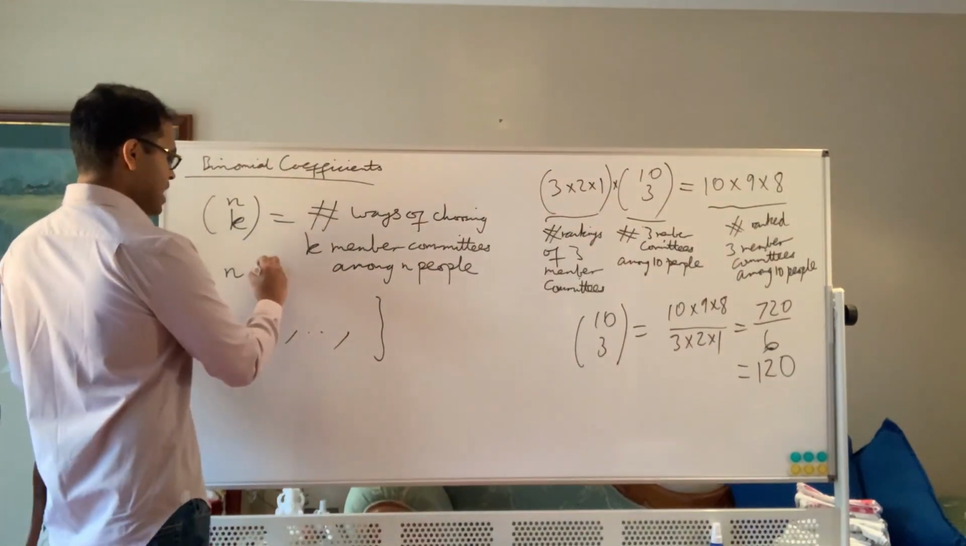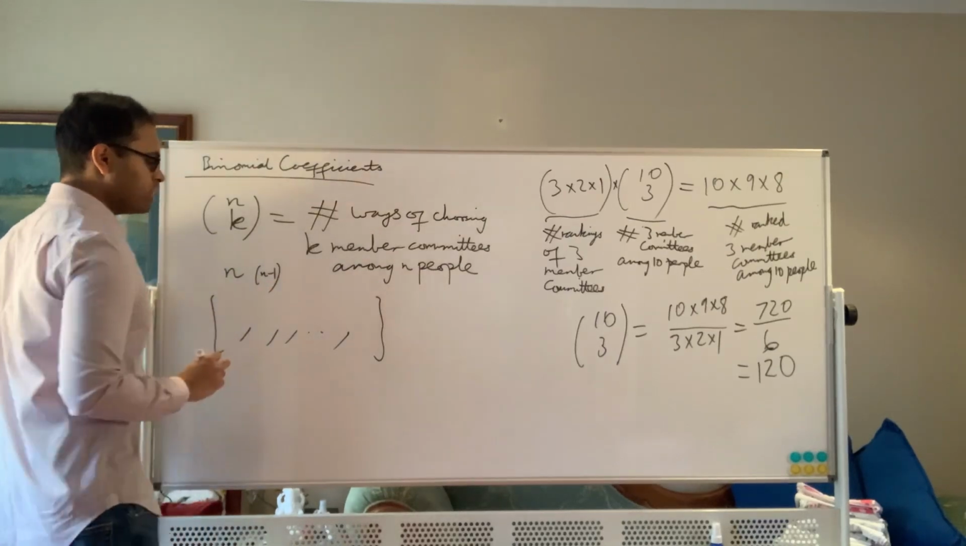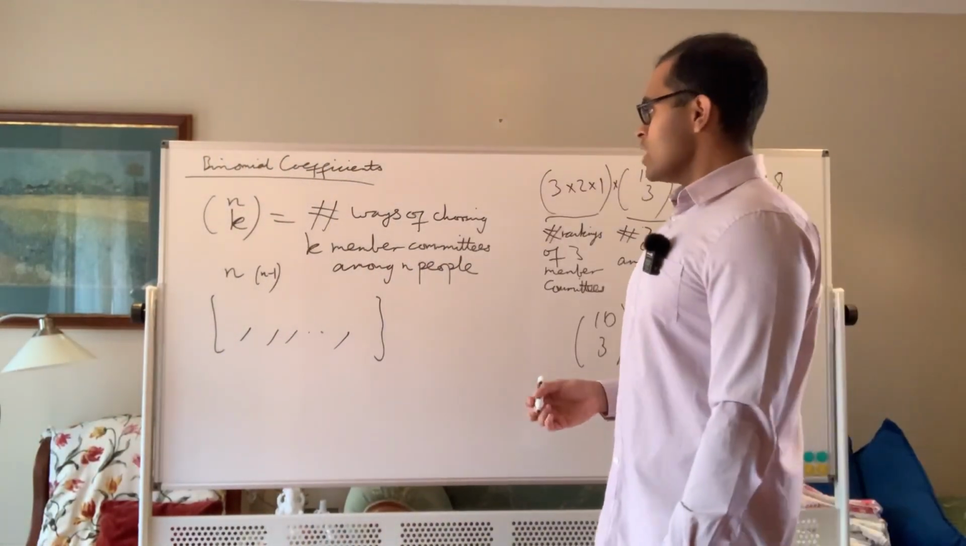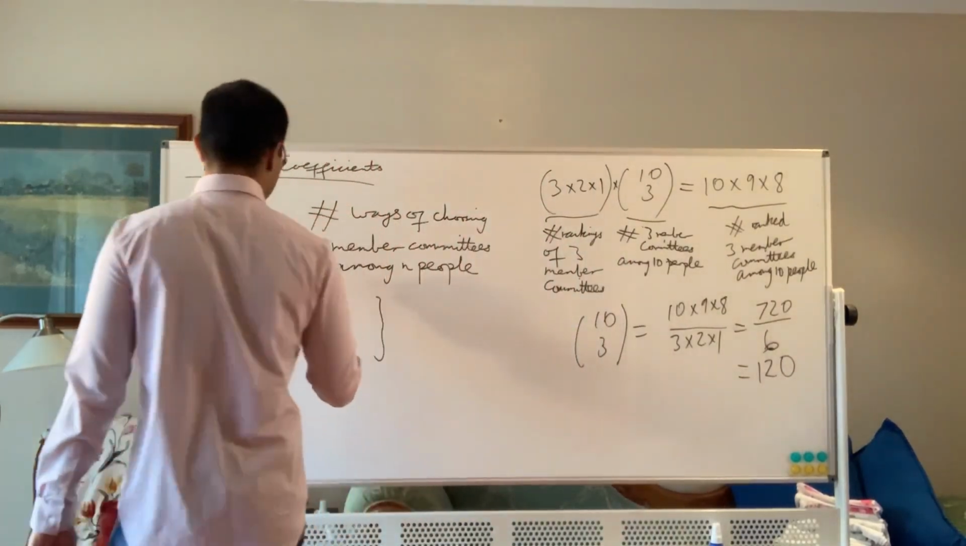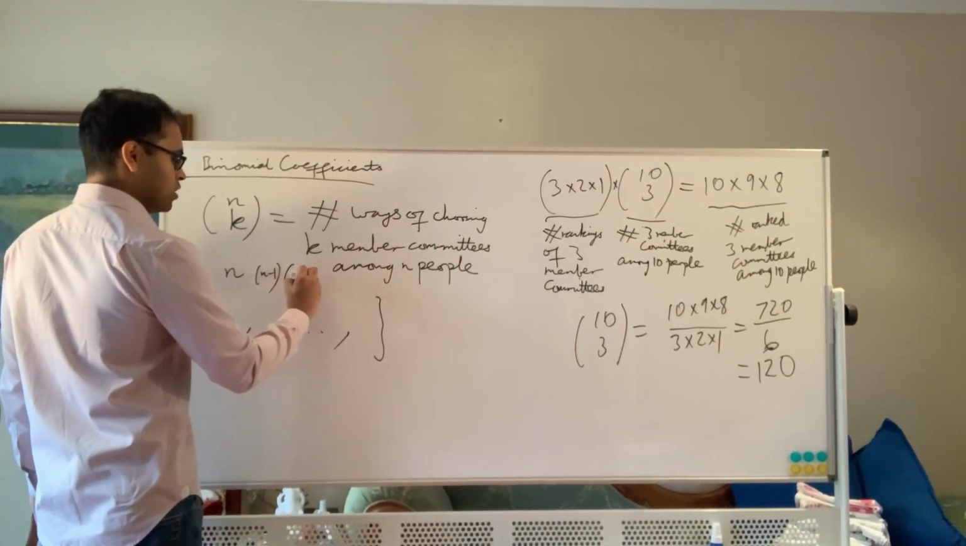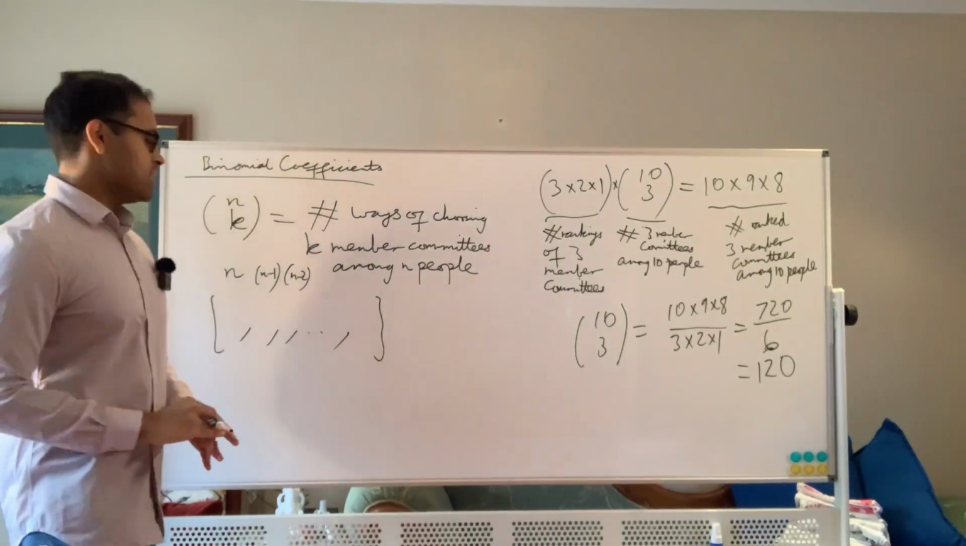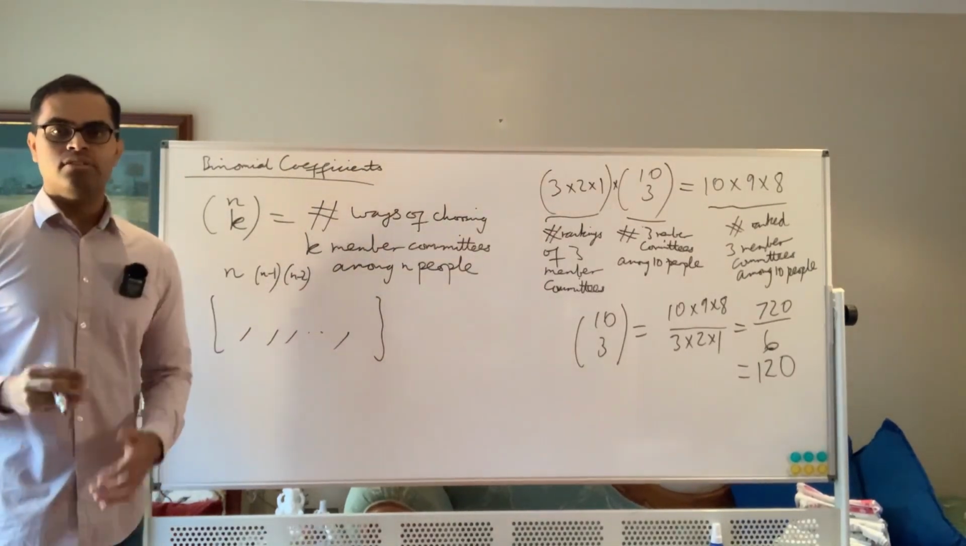So the answer is going to be n minus 1 for the second person. You can't re-choose the first person as the second person. Now you can keep going with this. The third person will be n minus 2. So in our previous example, we stopped there, we were looking at 3-member committees, and we had 10 times 9 times 8. So n was 10.